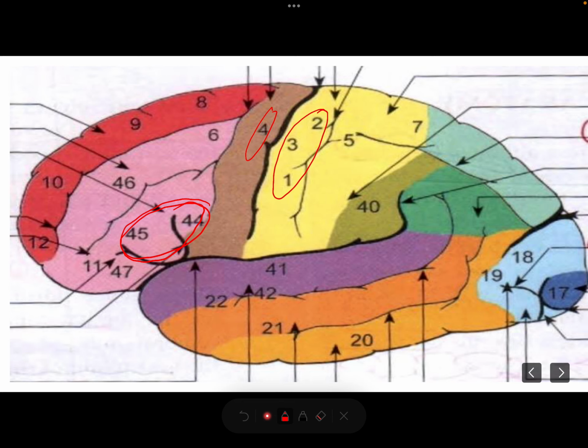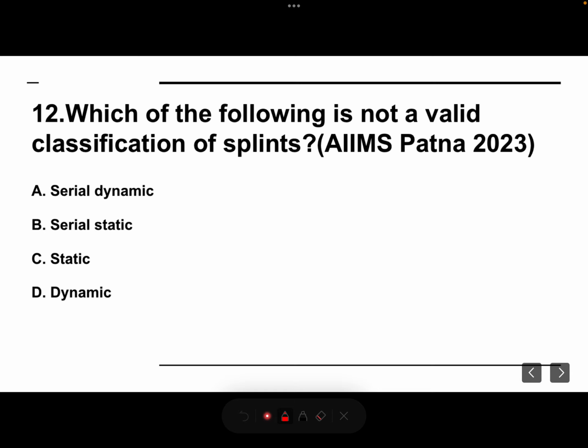Next, come to question number 12. Which of the following is not a valid classification of splint? Option A, serial dynamic. Option B, serial static. Option C, static. Option D, dynamic. Here the answer is serial dynamic. There is no such classification present called serial dynamic.